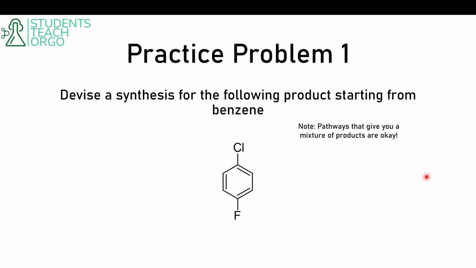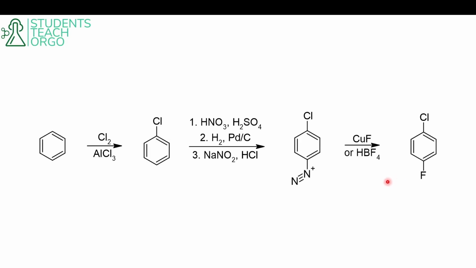Okay, so for this one, there are kind of two methods to do it. I'm going to go over one method, but then I'll explain the second one afterward. So the method that I chose is first to chlorinate the benzene. So we'll do that by using Cl2 and AlCl3, and then that will add a chlorine.